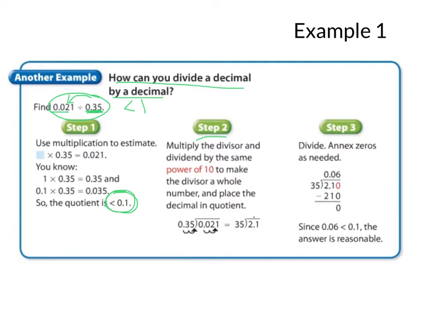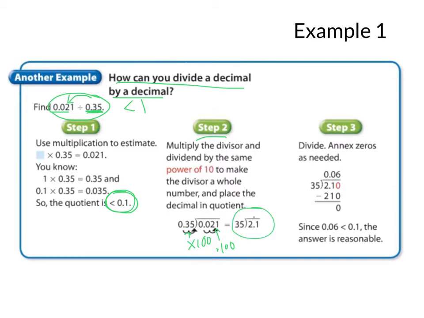So let's go to step 2. Multiply the divisor and the dividend by the same power of 10 to make the divisor a whole number, and place the decimal in the quotient. This is important because we are trying to make the divisor a whole number. We don't really care if the dividend down here is a whole number. So I see it moved twice. I'm thinking, what number did I multiply that by? We multiplied that by 100, both the divisor and the dividend. So we moved it twice.